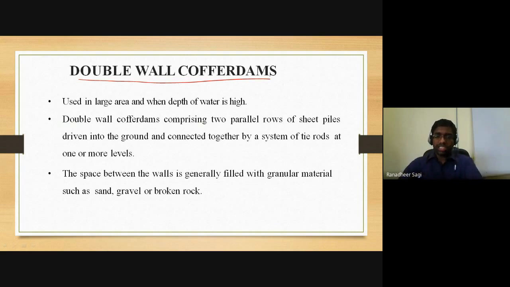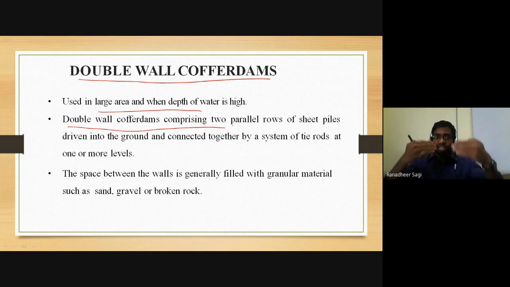Okay, so these kinds of cofferdams are relatively used in very large areas, and when the depth of the water which is to be stagnated or stored there is relatively very high. The double wall cofferdam comprises two parallel rows of sheet piles which are driven into the ground and structurally connected by means of tie rods or bracings, one at each different level.